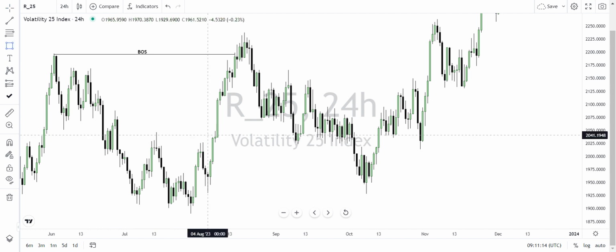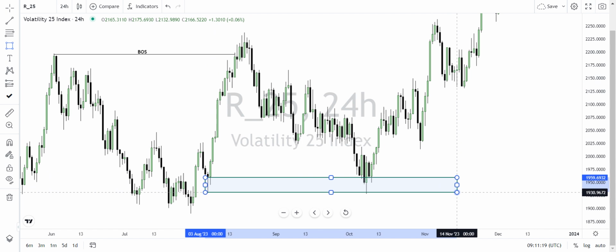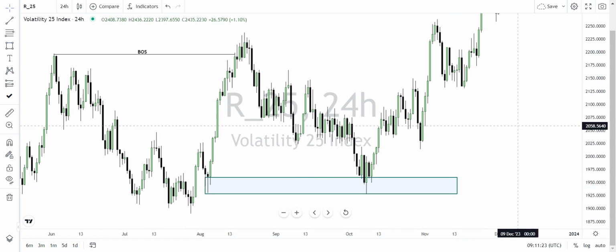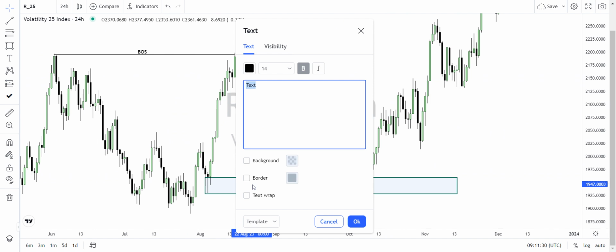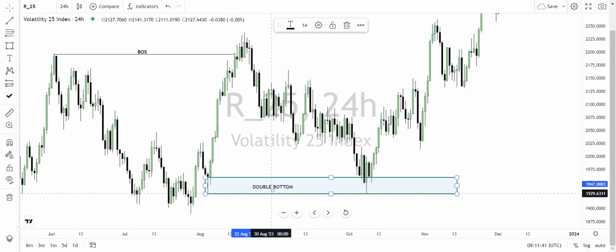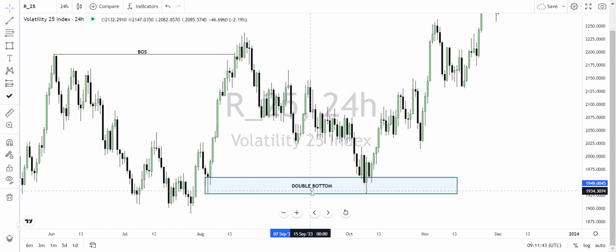So let me draw. Okay, there's a double bottom here. Now, there is a double bottom or possible double bottom. Let me assume the market hasn't formed it. Now, there's a way we usually know if a double bottom or a double top is valid or not.